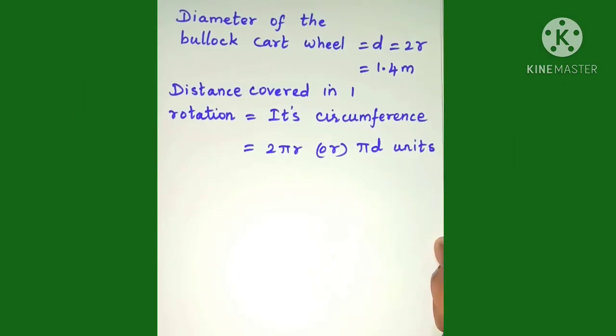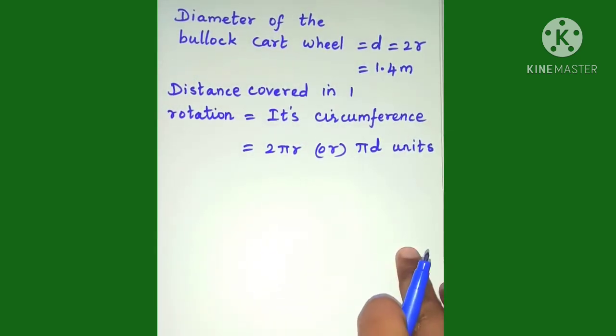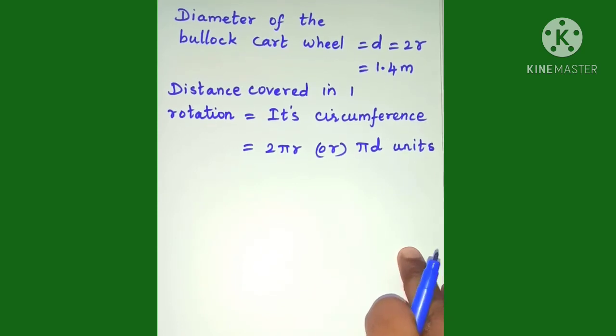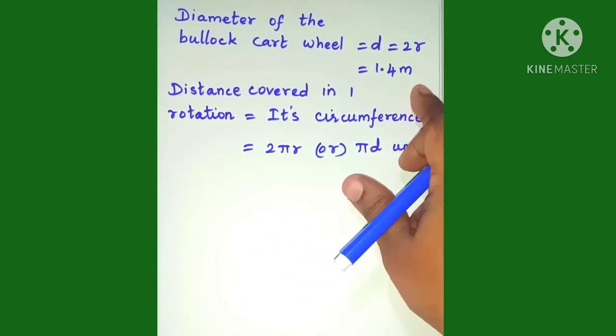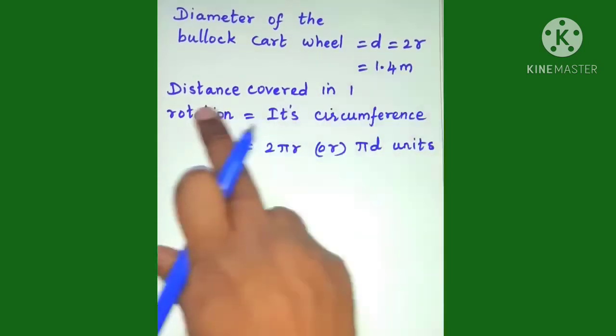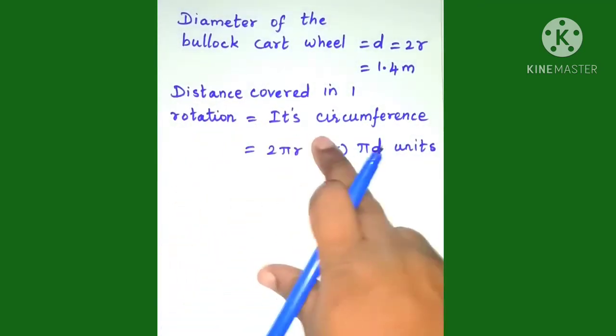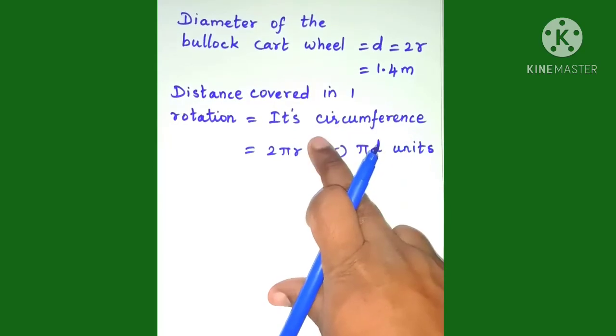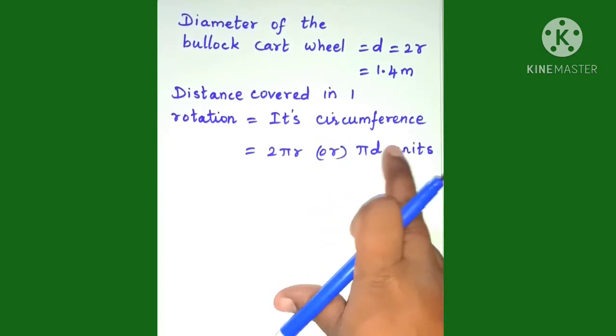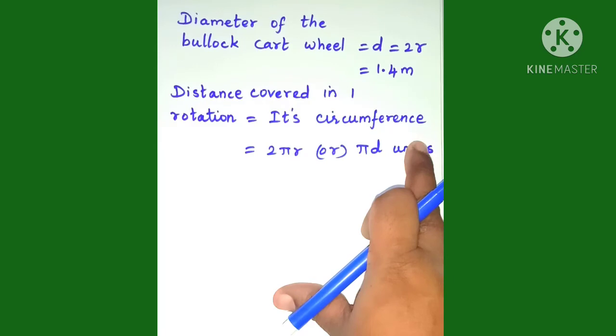Fifth problem, the diameter of the bullock cart wheel is 1.4 meter. Find the distance covered by it in 150 rotations. So the same problem like example 2.5. So now students, diameter of the bullock cart wheel D is equal to 2R is given. So that is D is given 1.4 meter. So it is in decimal number. And also here we are considering the distance covered in one rotation. It will be its circumference of the wheel.